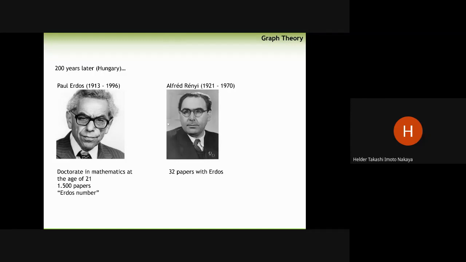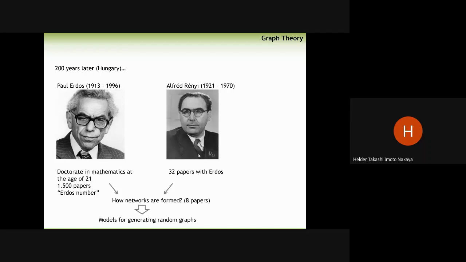So for example, if I publish a paper with him, my Erdős number is 1. If I publish with someone that published with Erdős, my Erdős number is 2. So it was a matter of prestige to say that, oh, my Erdős number is 3, whereas your Erdős number is 7. That means you have 7 people connecting you to Erdős. So Alfred Rényi had 32 papers with Erdős, so his Erdős number is 1, and 8 of them were about how networks are formed. So that became the models for generating a random graph.